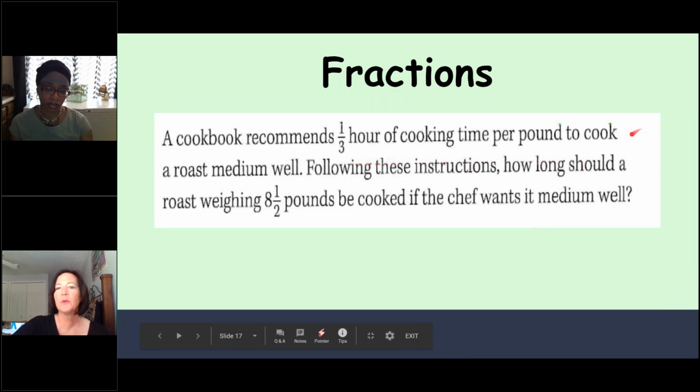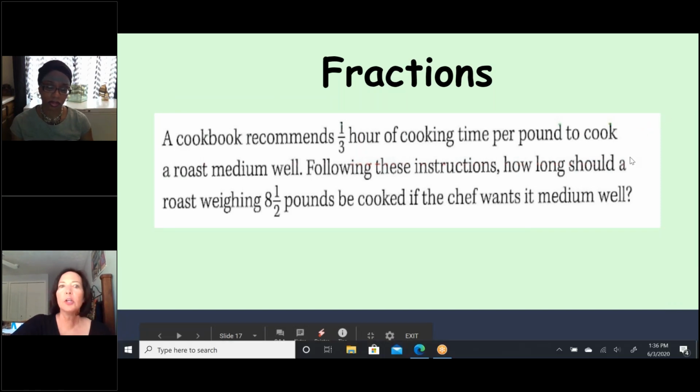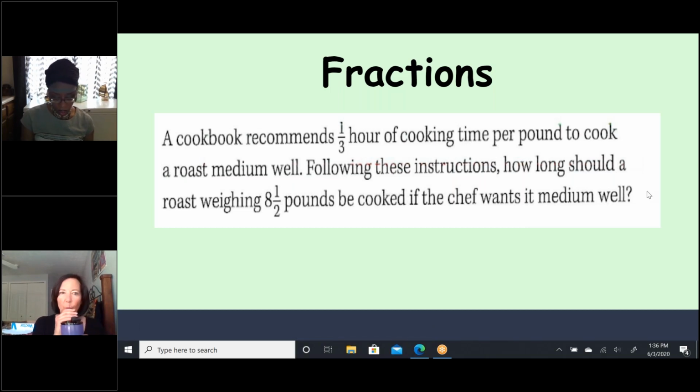Here's another fraction one. It says, a cookbook recommends 1/3 hour of cooking time per pound to cook a roast medium well. Following these instructions, how long should a roast weighing 8.5 pounds be cooked if the chef wants it medium well? Okay, you want to solve it? Okay, I'm gonna try.